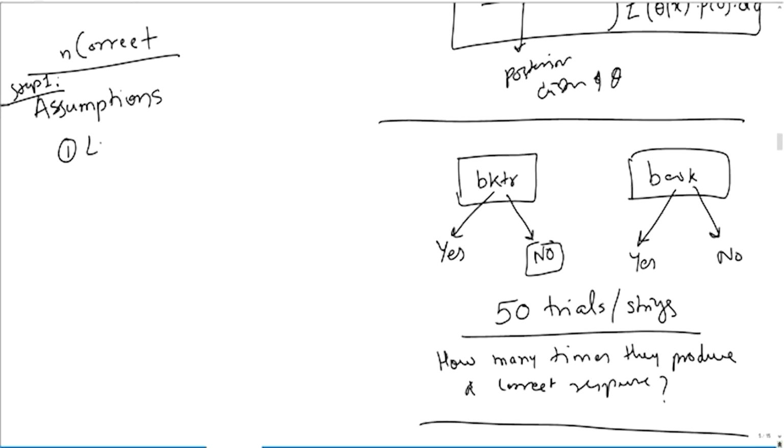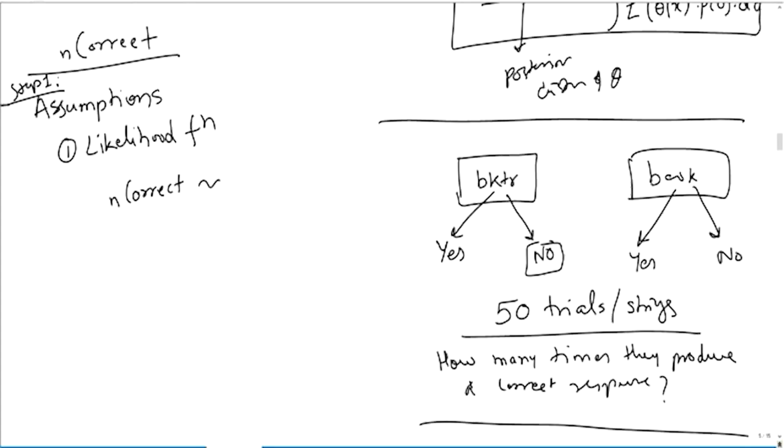The first is called the likelihood assumption. This is basically your assumption about the underlying generative process behind your outcome. The number of correct responses you would observe in an experiment, there should be an underlying generative process that is producing n number of correct responses in a particular experiment. What can you assume here? What could be the underlying probability distribution behind the number of correct responses that you would see in an experiment?